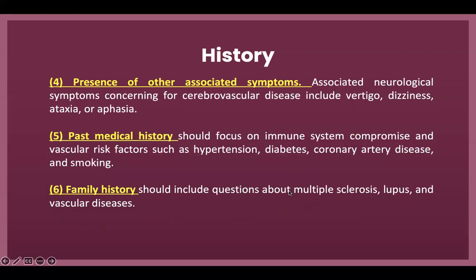You should also ask about the presence of associated symptoms like neurological symptoms, vertigo, dizziness, dysphagia, ataxia, aphasia, or any other abnormality. Also, for past medical history, especially for hypertension and diabetes, and any vascular disease, and family history, especially for multiple sclerosis and autoimmune diseases.